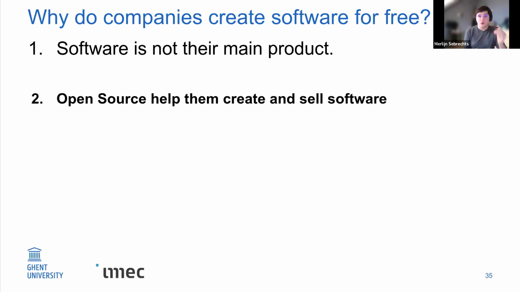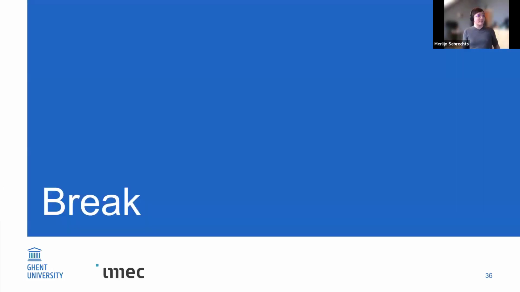So now let's look at the second reason why companies create open source software for free. And specifically, that's companies that create open source software and sell this open source software. But before we get to that, we will do a short break. Let's say we do a break of 10 minutes. So at 10:55, I will come back with the second part of this presentation.